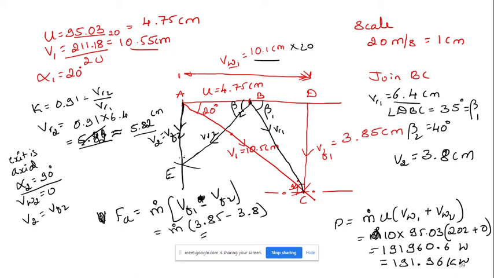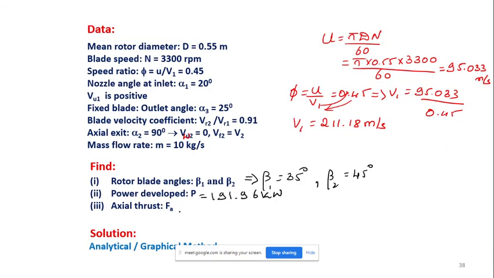0.5, sir. The inside thing is 0.5, and that into m dot, which is 10, becomes 0.5. So FA is 0.5 Newton.